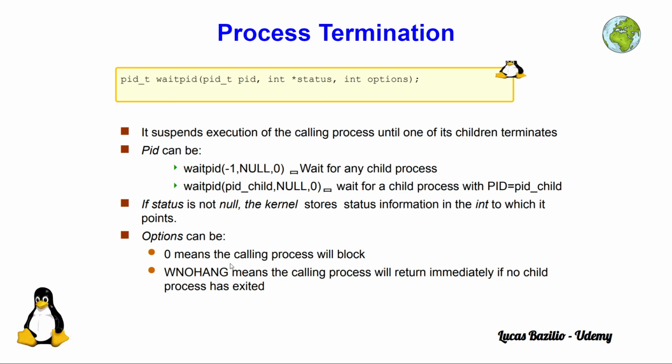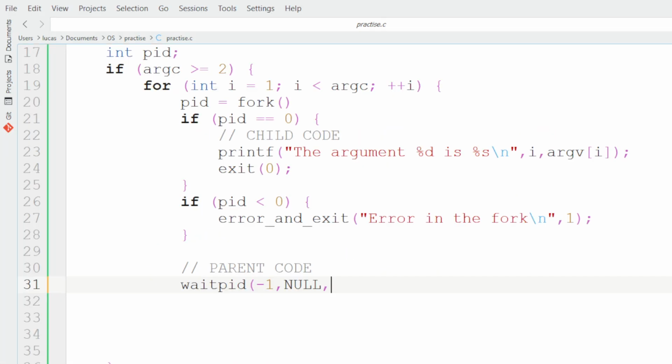If we use 0, the parent process will be blocked, okay, until the child has finished. This is what we want. But also remember, we have, for instance, another option, which is the no hang option. This means that the calling process will return immediately if no child process has exited. So if the process of the child has not finished yet, the parent process will not be blocked. It will continue its execution. This is not what we want because we want to achieve a sequential scheme, so we need to use 0. We want the parent process to be blocked, waiting for each child, like this.